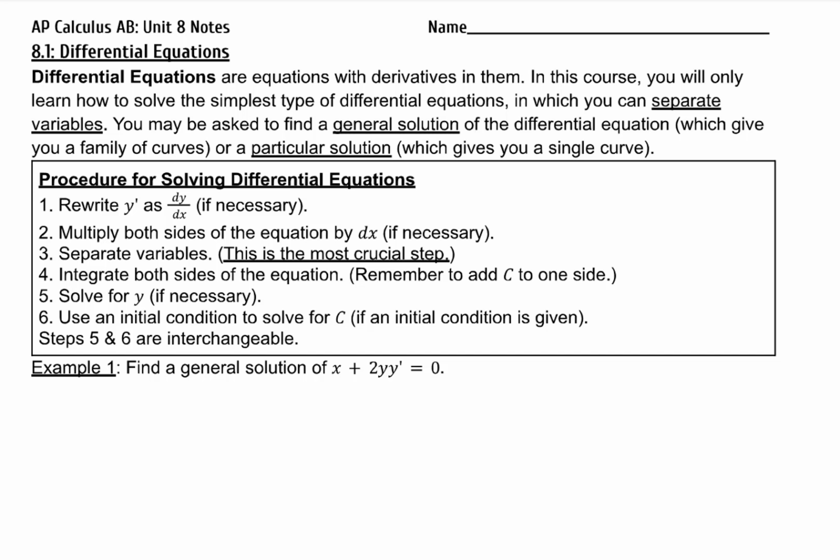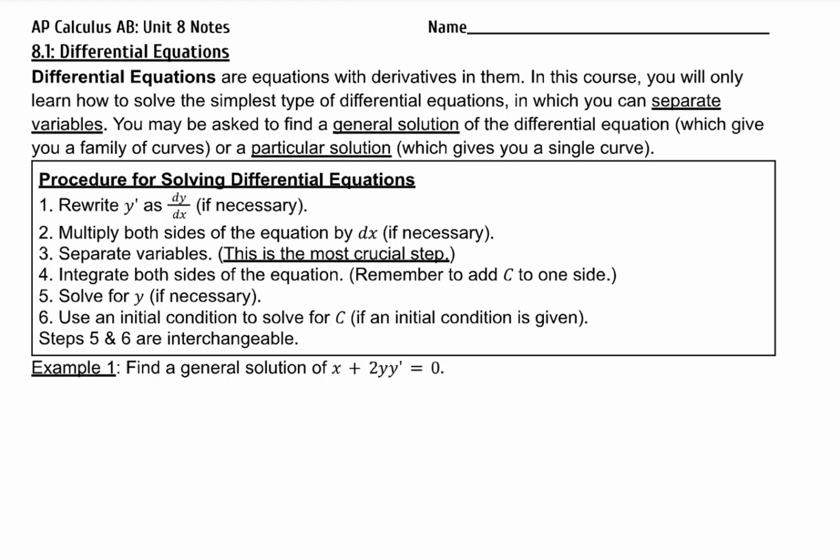Our procedure for solving differential equations is to rewrite y prime as dy over dx, multiply both sides of the equation by dx, and separate variables. This is the most crucial step. You've got to have y's on one side, x's on the other. Integrate both sides of the equation, solve for y if necessary, and use an initial condition to solve for c if an initial condition is given. Steps 5 and 6 are interchangeable.